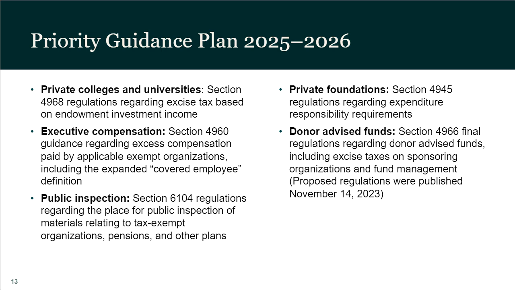And the last one, it's a big one, is the donor advised funds. This is the Section 4966 final regulations for excise taxes on sponsoring organizations and fund management for impermissible taxable distributions from DAFs. The proposed regulations were issued back in November of 2023, and since then it's raised many questions and drew a large number of comments and even a public hearing. So we expect these long-awaited final regs to clarify taxable distributions and the definitions that were related to DAFs introduced in the proposed regs.